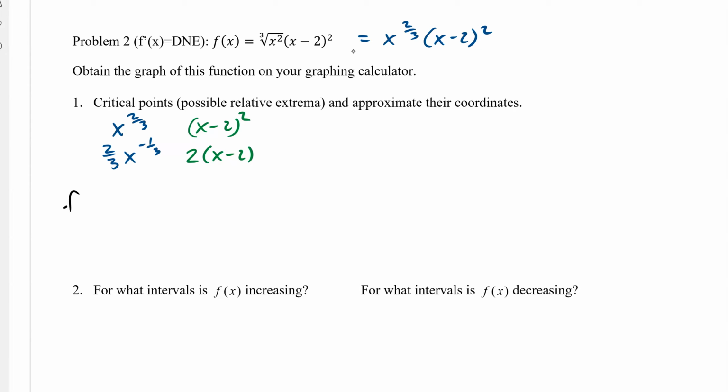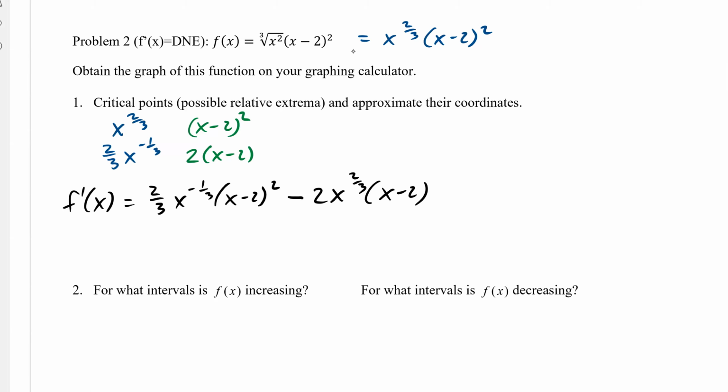And then we apply product rule. So 2/3 x to the negative 1/3, (x minus 2) squared, plus 2 x to the 2/3, (x minus 2). And so if you remember with these, we're going to be factoring them out. So whatever you took as a derivative, that would be our smallest one. So that one is the one that's coming out. So same with the other one. This was our derivative, so we're taking that out as well.